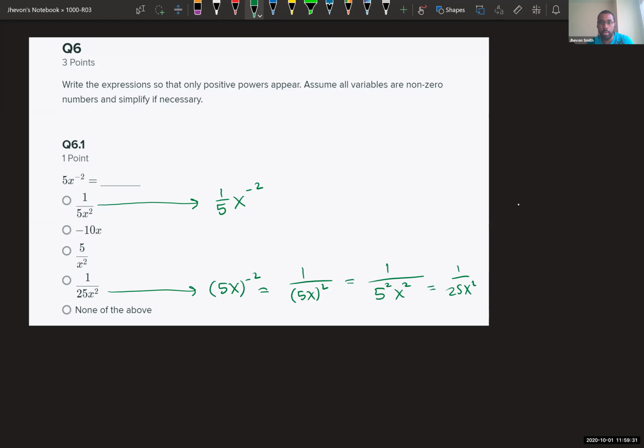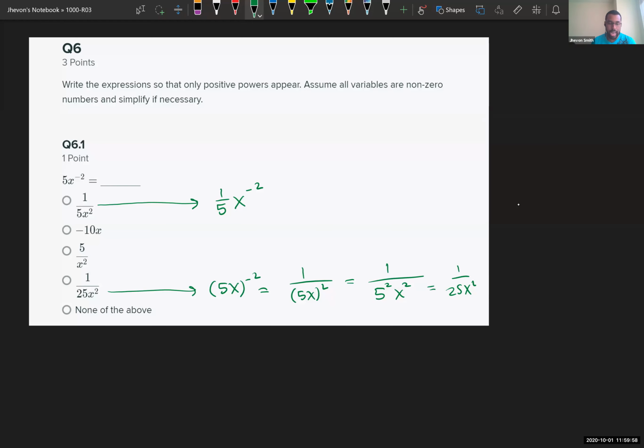Remember, whenever we have a mathematical manipulation like a power, it applies only to the guy immediately to the left. Which means if I have 5x to the minus 2, it is assumed that the minus 2 only applies to the x. It does not apply to the 5. If I wanted it to apply to the 5, I would have to indicate that with parentheses. Right? So that's how you do it.